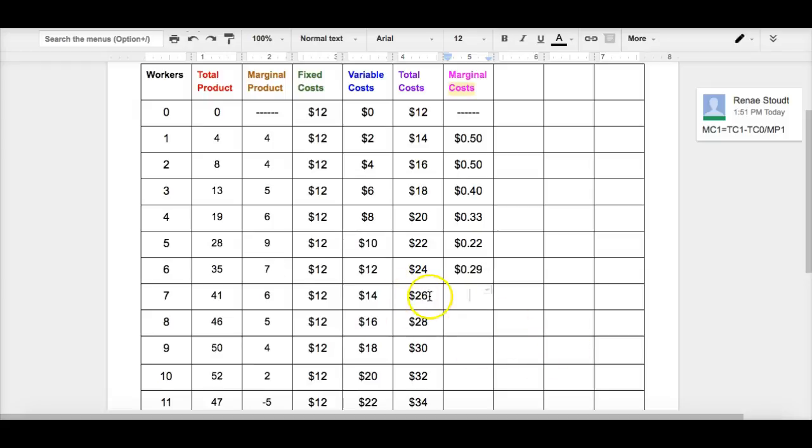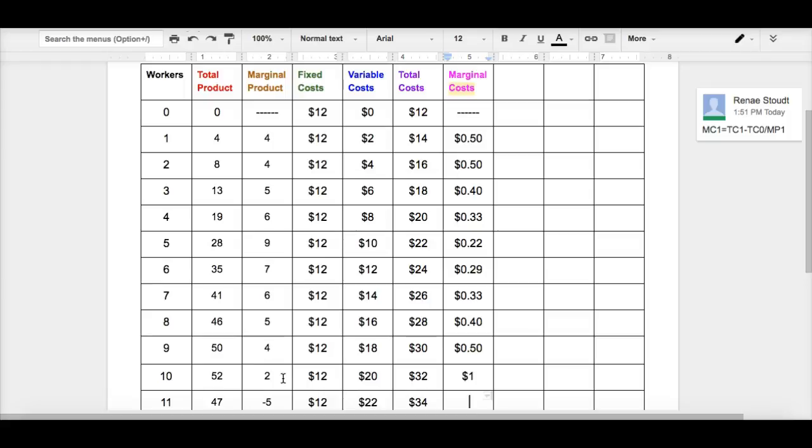At 7 workers, we're going to subtract 26 minus 24, which is 2, divided by 6, which will give us 33 cents again. At 8 workers, we're going to subtract 28 minus 26, divided by 5. So 2 divided by 5 will give us another 40 cents. At 9 workers, we're subtracting 30 minus 28, which is 2, divided by 4. 2 divided by 4 will give us another 50 cents. And 10 workers, we're subtracting 32 minus 30, which is 2, divided by 2, which will give us $1.